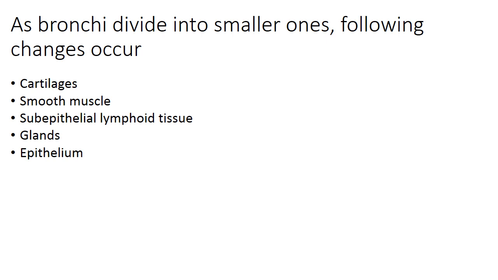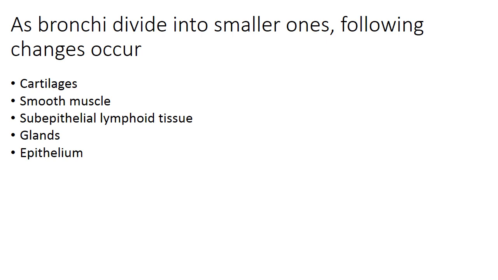Then the second is smooth muscle. As we go from bronchial wall to the bronchiole, the amount of smooth muscle goes on increasing. The amount of muscle in the bronchial wall increases as the bronchi become smaller and smaller in diameter. And in the bronchioles, we have more smooth muscle. The smooth muscle layer is predominant in bronchioles.